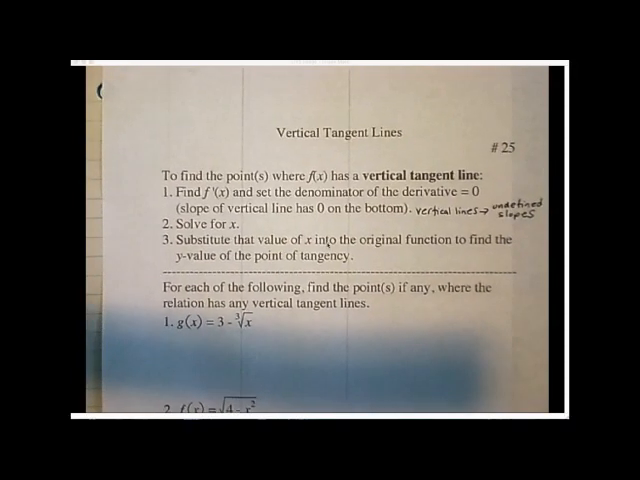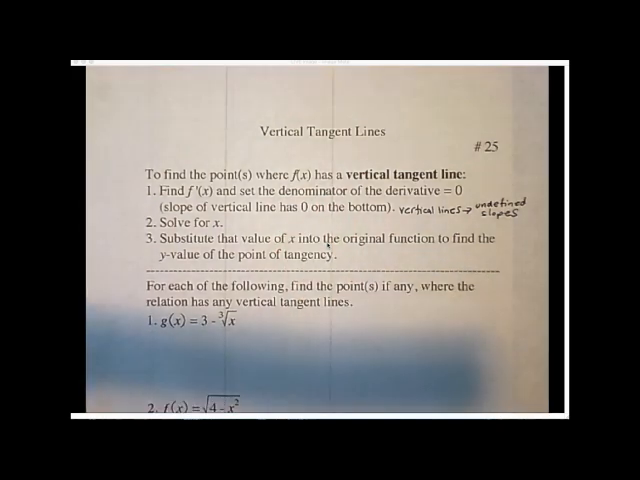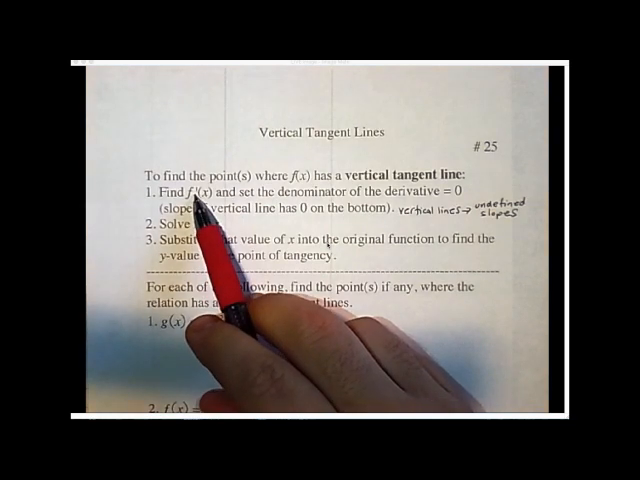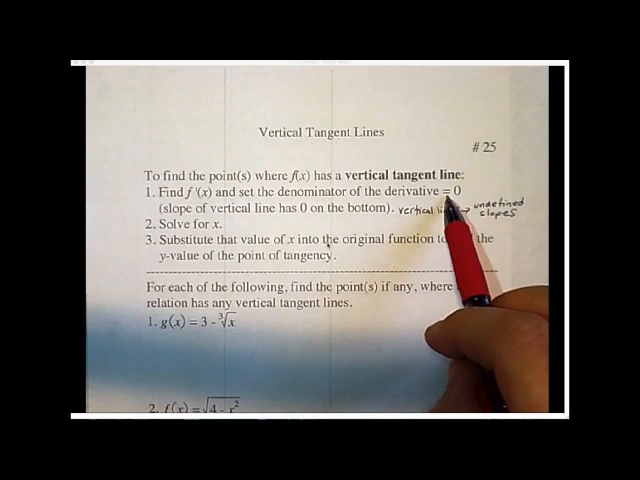All right, guys, this is note card 25. It's called vertical tangent lines. Stacy's notes say that to find the point or points where a function has a vertical tangent line, find the derivative, and set the denominator of the derivative equal to 0.